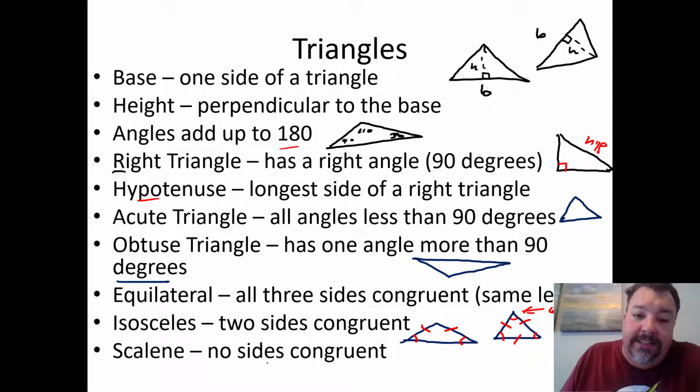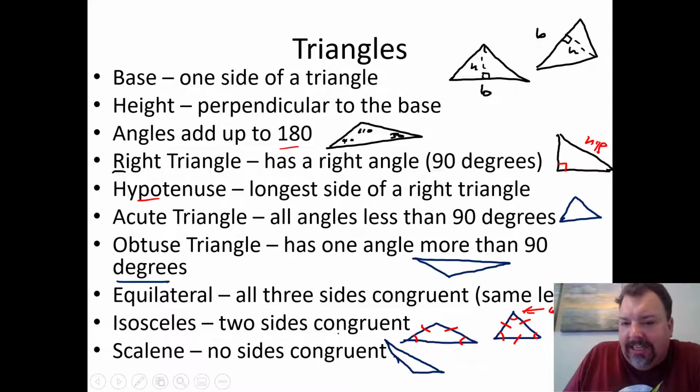And then a scalene is one where all the sides, let me try to draw that again. All the sides are going to be different. So there are no congruent sides. So something like this. For a scalene, you're probably not going to see any markings. Or if I did mark it, I'd have to mark this with 1, this with 2, and this with 3 to show that all the sides are different.